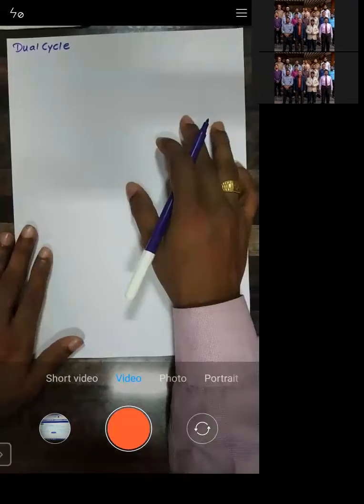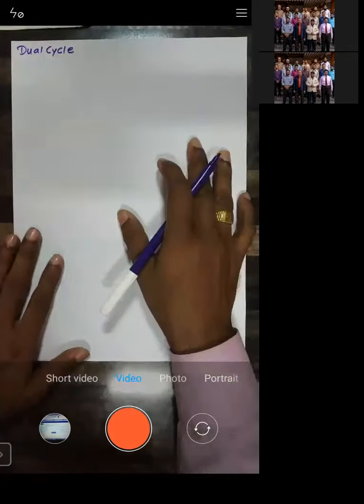Can anybody tell me what you can understand from this dual cycle? Can anybody predict what a dual cycle is? Okay, so let us start with the PV and TS diagram, as we have done for previous cycles. I will plot the PV diagram, and at the same time we will go through the TS diagram.